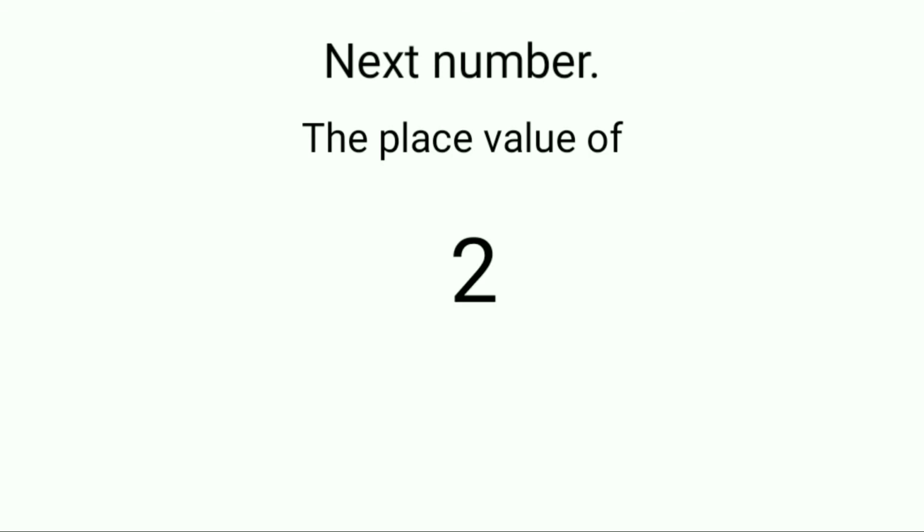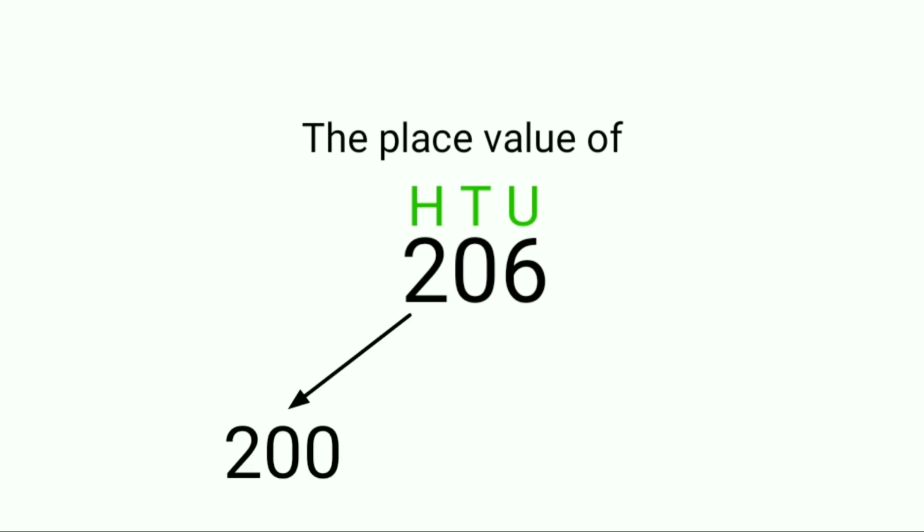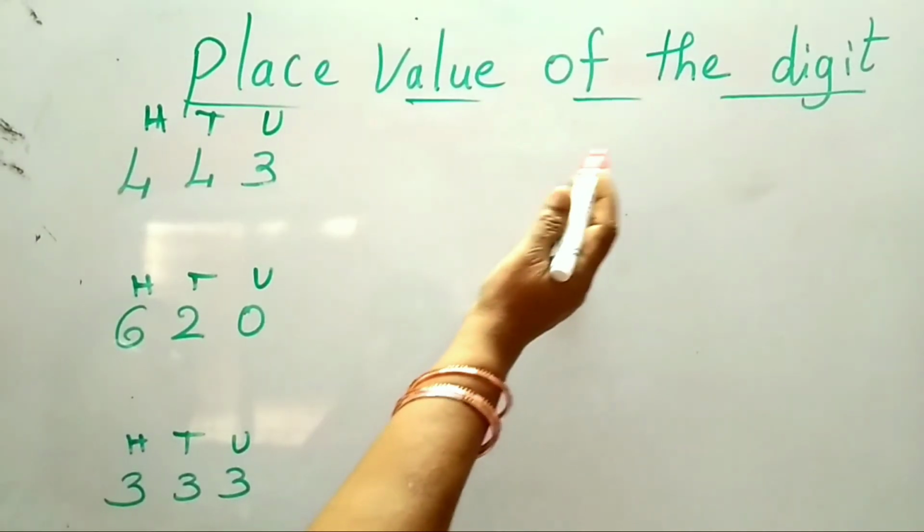So next number, the place value of 206. Let us take 2, which is in the hundreds place, and its value is 200. And in tens place it is 0. So the value of it is 0. And in the units place the number 6. So value of 6 is 6. Value of the digits.